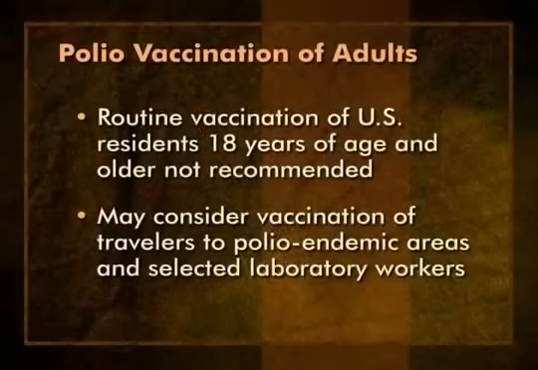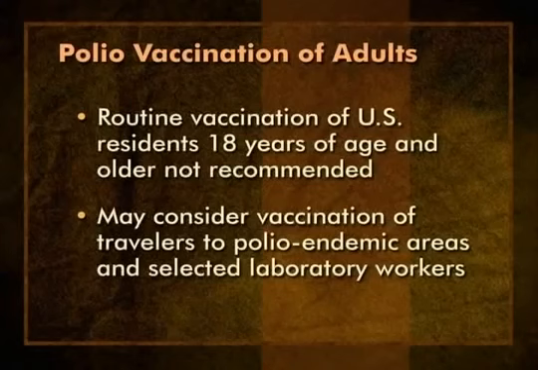Polio vaccination of adults generates a lot of questions, mostly from international travelers and travel health providers. Routine polio vaccination of U.S. residents 18 years of age and older is not recommended. The only adults for whom vaccination should be considered are those who travel to polio-endemic areas of the world and selected laboratory workers who may come into contact with wild polio viruses. Endemic areas currently exist only in Africa and Asia. Vaccination of adults would also be appropriate in the event of an outbreak of vaccine-derived poliovirus, as occurred in Minnesota in 2005.